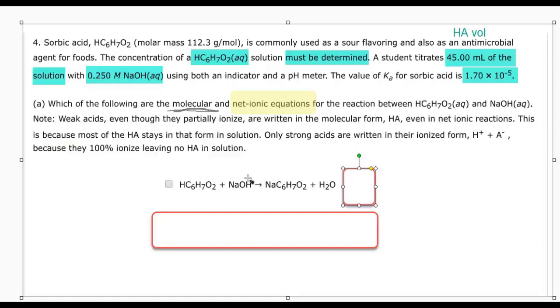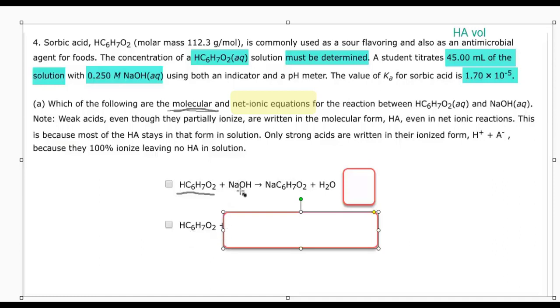Now, as I said, this is a weak acid. As a weak acid, it stays together mostly as C6H7O2, H sorbate. That's the first part of our net ionic equation. Because it's a weak acid, we don't write it as being ionized, because it usually isn't. 99.5% of it might just be in this form, and very, very little turns into H+.